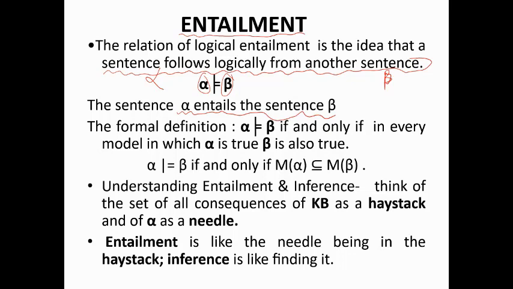The formal definition of this entailment is like this. Alpha, this is a symbol which means that it follows logically. So alpha follows beta if and only if, in every model in which alpha is true, beta is also true. This is obvious, right? If alpha is true, then beta will also be true. And if it is not, then it will not follow, right? Because if alpha is true, beta must be true to follow. If it is not, then it is not logically followed. So this is a relation.